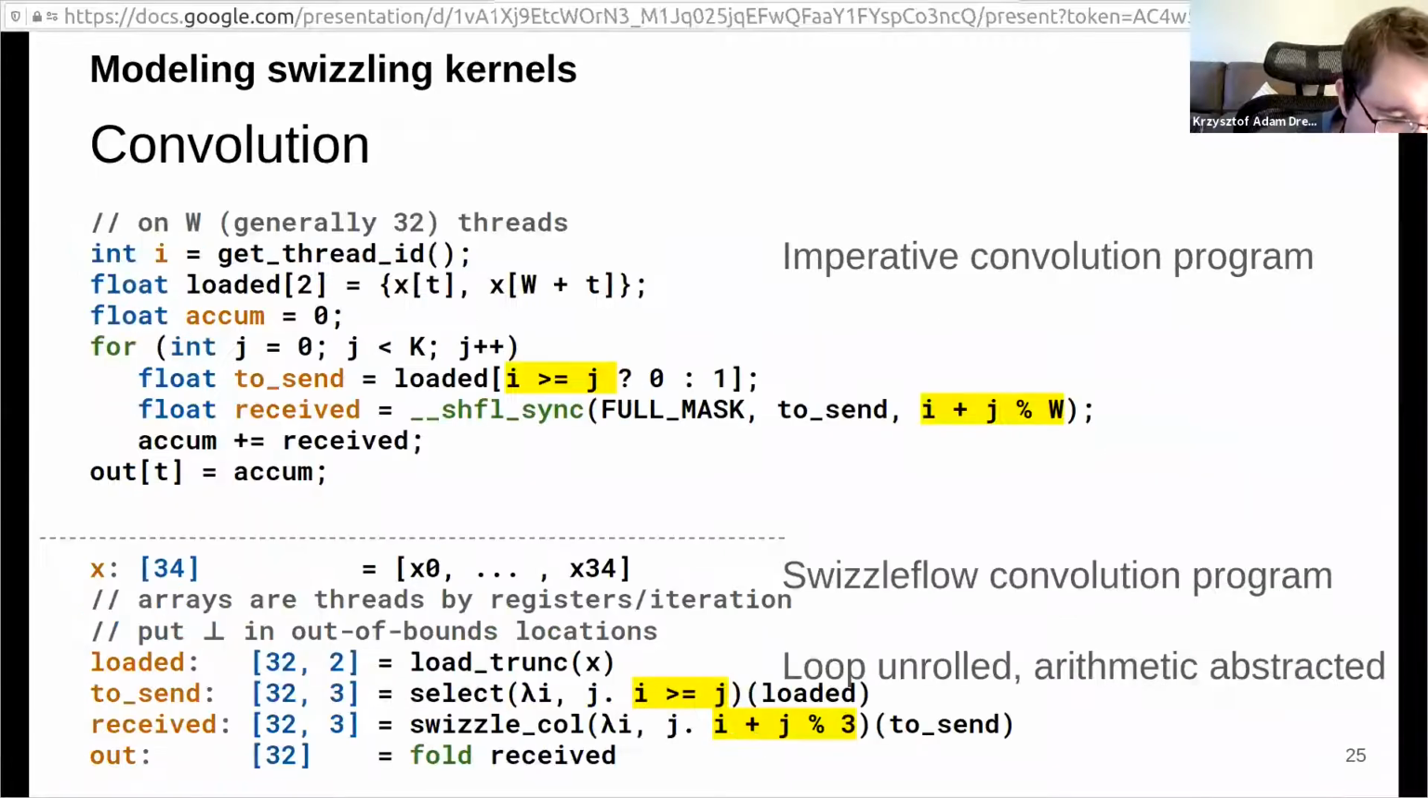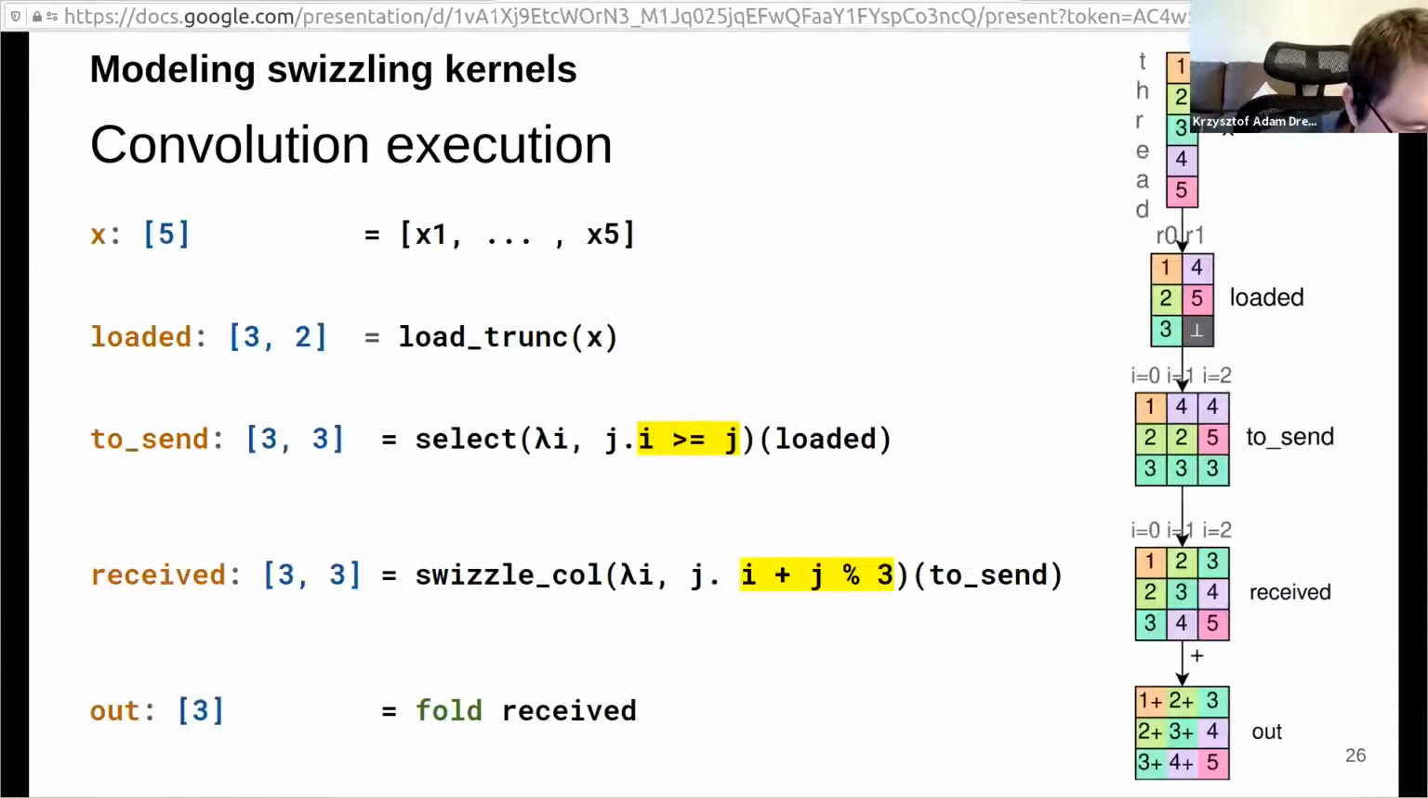Now in Swizzleflow, we take that loop and we unroll it, and now we have arrays representing things like the 2 values each thread loaded and which value it decided to send and which value it received. But more importantly, you have this fold operation, which we can use to represent the reduction aspect of this computation that is new and we didn't see in the transpose. And fold effectively takes those values that were received and packs them into something like 1 plus 2 plus 3, which is the actual output, so we don't have to care about which order the values arrived in.